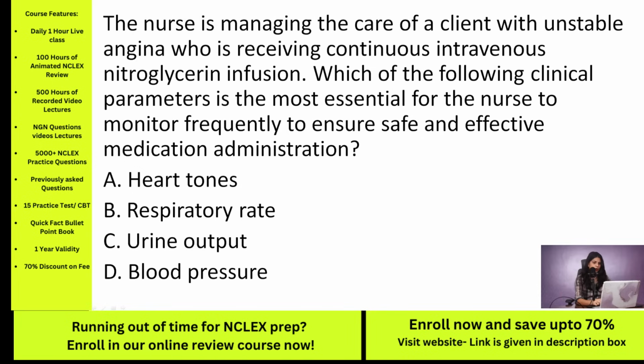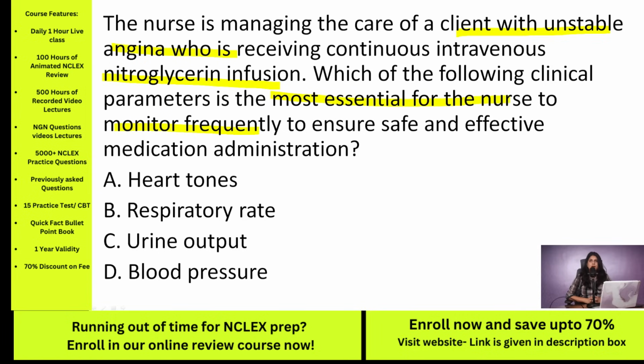The nurse is managing the care of a client with unstable angina who is receiving continuous intravenous nitroglycerin infusion. Which of the following clinical parameters is the most essential for the nurse to monitor frequently to ensure safe and effective medication administration? Let's review the options. Option A, heart tones. Option B, respiratory rate. Option C, urine output. Option D, blood pressure. Now let's discuss which parameter requires the most frequent monitoring during intravenous nitroglycerin therapy.